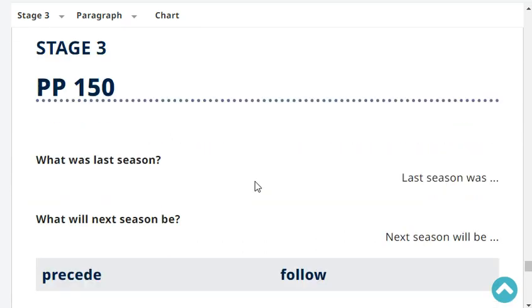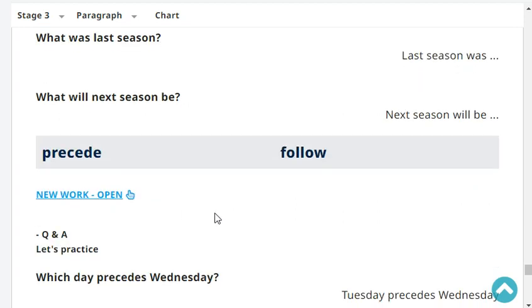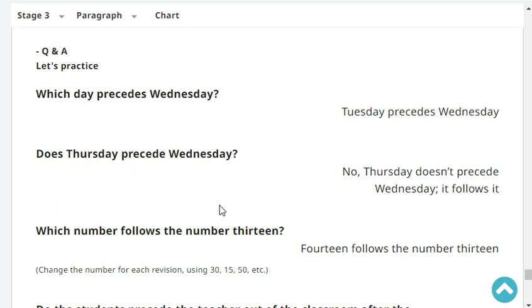What was last season? Last season was summer. What will next season be? The next season will be winter. Very good. Which day precedes Wednesday?